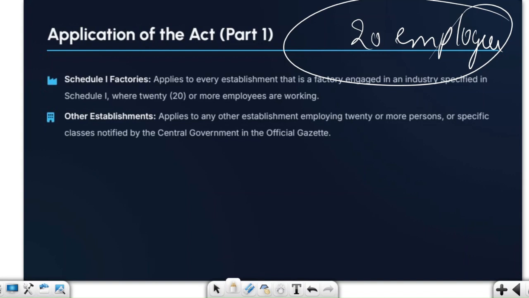Okay, understood? So here you will see it will apply to every establishment that is a factory engaged in an industry specified in Schedule 1.